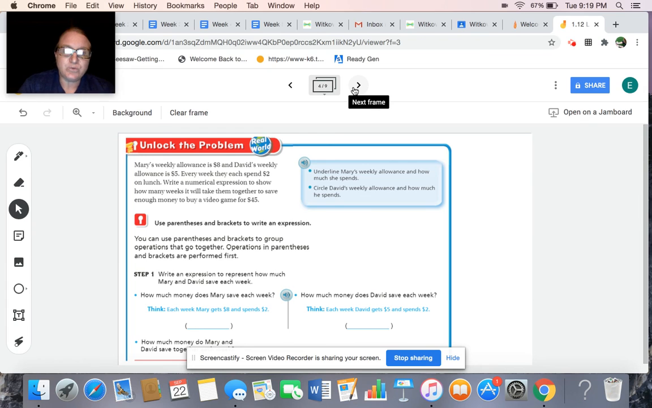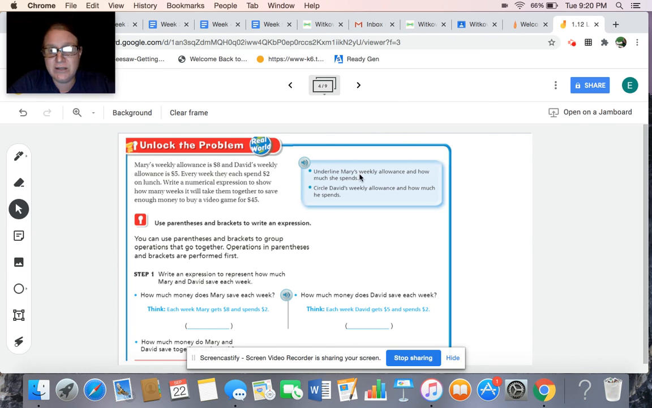All right, Mary's weekly allowance is $8 and David's weekly allowance is $5. Every week, they each spend $2 on lunch. Write a numerical expression to show how many weeks it will take them together to save enough money to buy a video game for $45. Remember, we can use some strategies like underlining to help us with that.